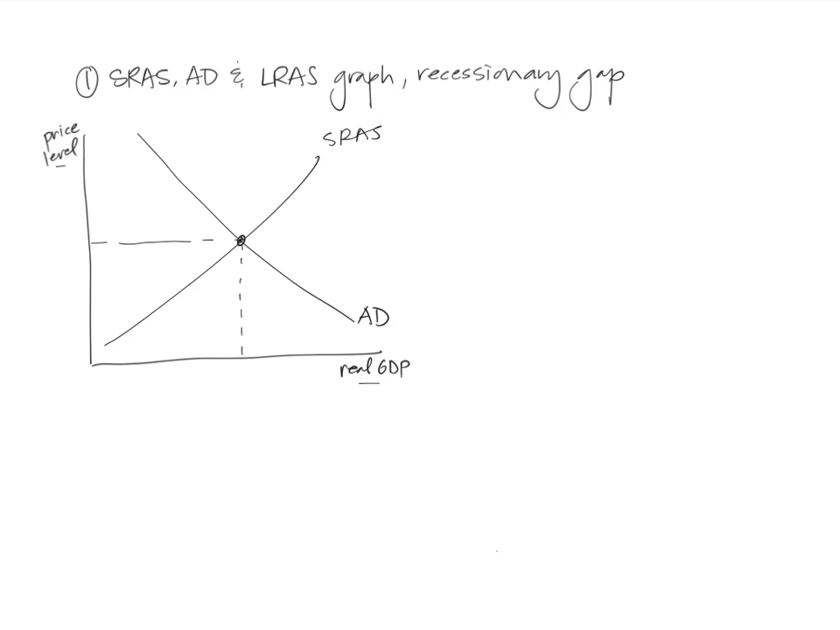When the equilibrium GDP is less than the potential GDP. The potential GDP is always placed at the long run aggregate supply curve. So this amount of GDP gap right here is a recession.